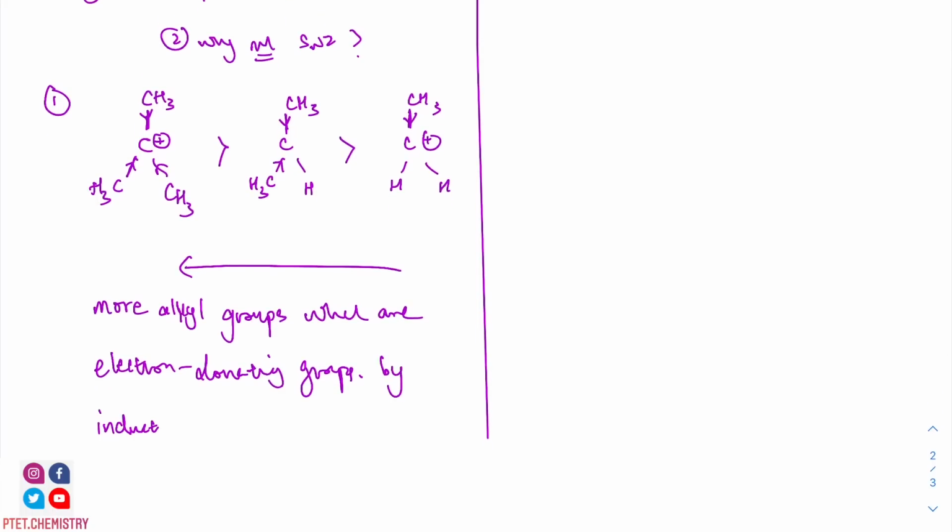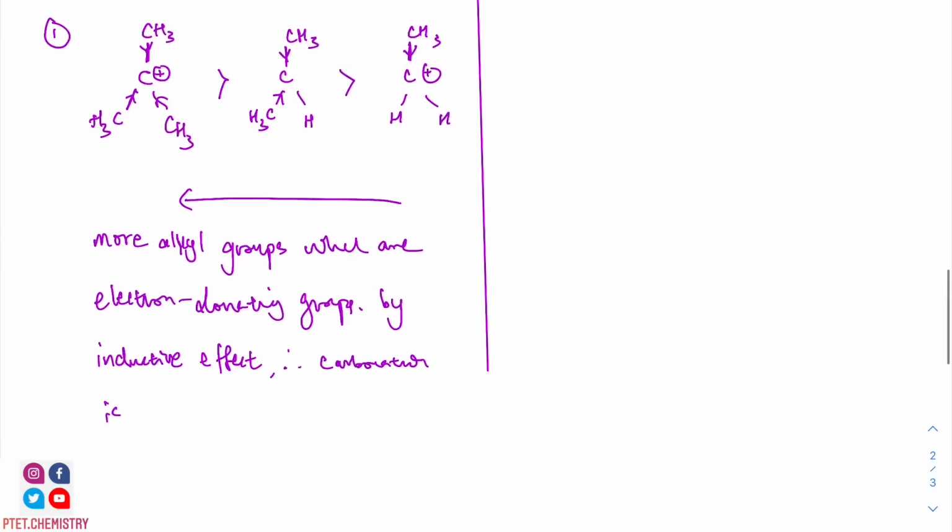It's very important that you get this term correct. Inductive effect, INDUCTIVE. Electron donating group, inductive effect. Therefore, the carbocation, which is positively charged, is more stabilized. Or you can say the tertiary carbocation, because the carbon with the positive charge is bonded to 1, 2, 3 other carbons, is more stabilized than secondary, and more stabilized than primary carbocation.